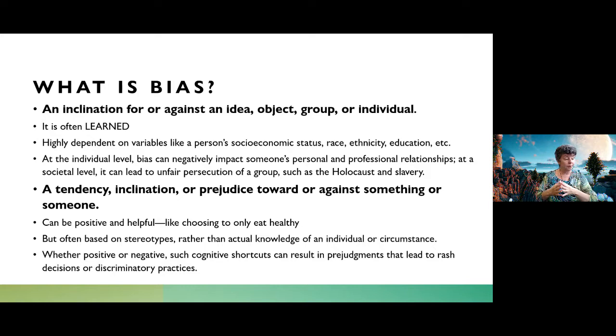That's great. But a lot of biases are based on stereotypes, and they're not based on actual knowledge, okay? Whether they're positive or negative, they're cognitive shortcuts. That's what a bias is. It's a shortcut. And it results in a judgment, a prejudgment that can lead to rash decisions or discriminatory practices, okay? So that's a definition.